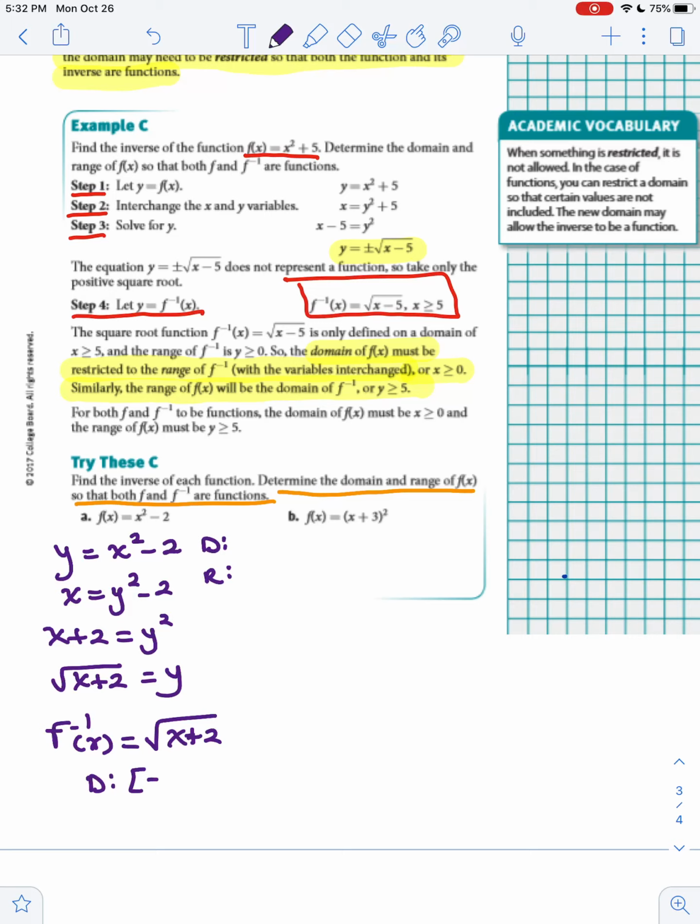So the domain of this function would be limited to -2 to infinity. Or we could say x is greater than or equal to -2. Anything less than -2 creates a negative radical, creates imaginary.